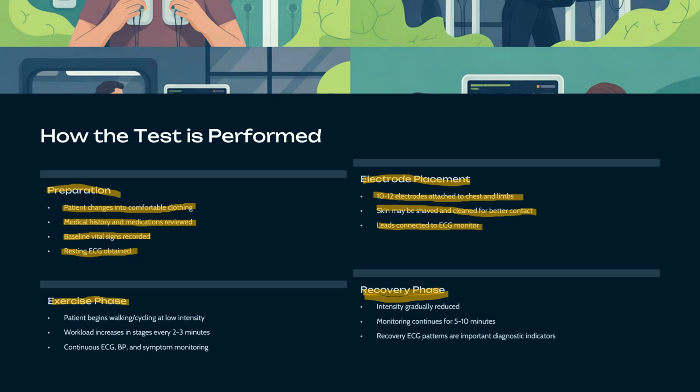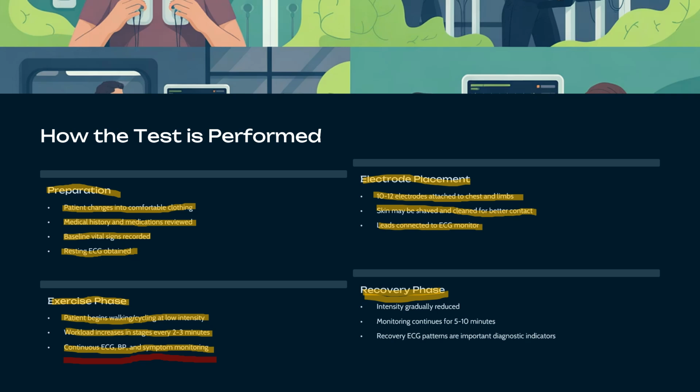The third phase is the exercise phase. The patient begins walking or cycling at low intensity. Then the workload increases in stages every 2 to 3 minutes, as we have just discussed. Then continuous ECG, BP and symptom monitoring. This is a very important part, this one, continuous ECG, BP and symptom monitoring, because this will tell whether a person is actually suffering from any cardiovascular problem or not.